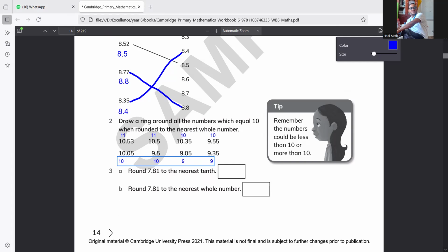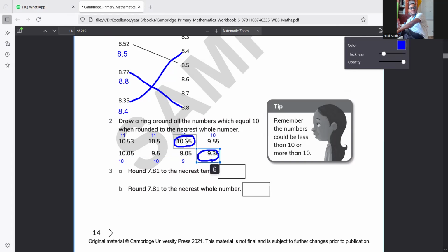Then you're going to go and draw a ring around those numbers. They give you what? They give you 10. This is the first one. It is 10.35. And then you're going to draw a ring also around which number?